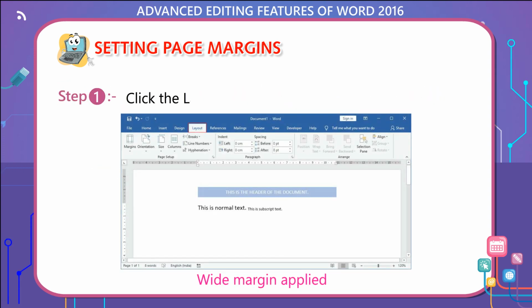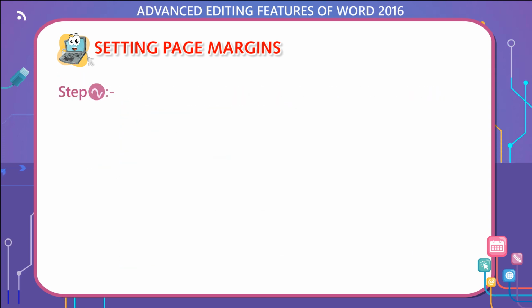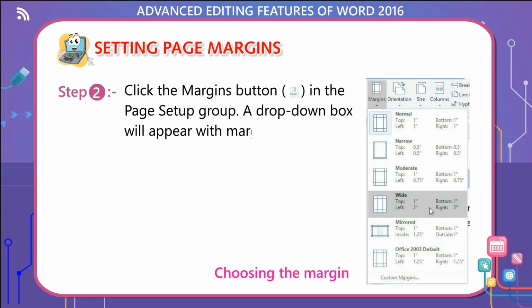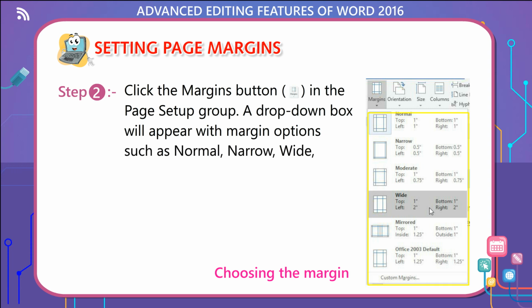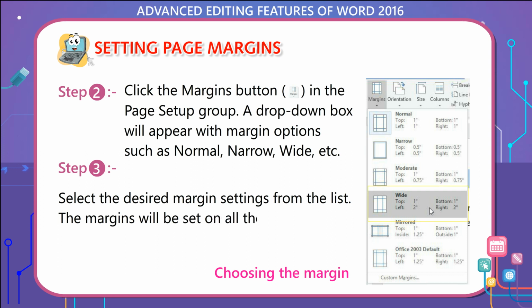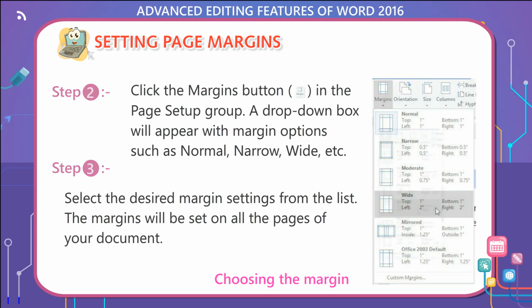Step 1. Click the Layout tab. Step 2. Click the Margins button in the Page Setup group. A drop-down box will appear with margin options such as Normal, Narrow, Wide, etc. Step 3. Select the desired margin settings from the list. The margins will be set on all the pages of your document.